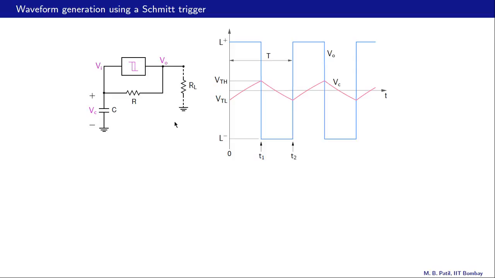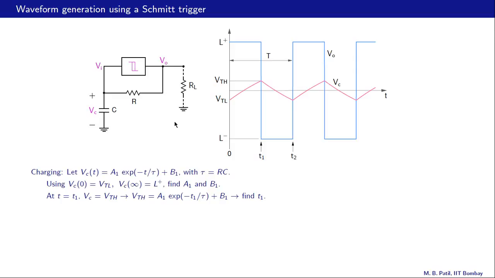Alright, so where do we begin? Let us consider this portion. This is a charging process and the capacitor is going to charge towards L plus, and that process can be described by this expression VC(t) equal to A1 e raised to minus t by tau plus B1, where tau is simply R times C.